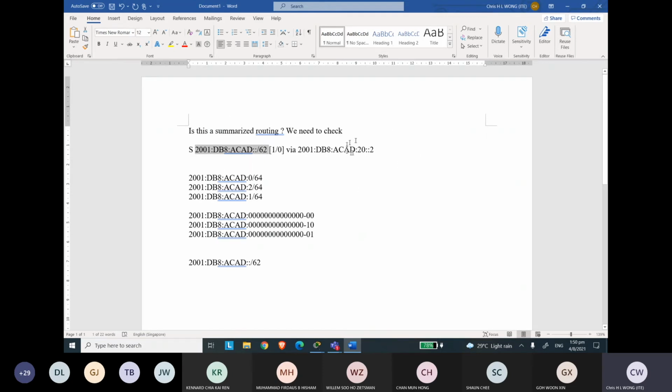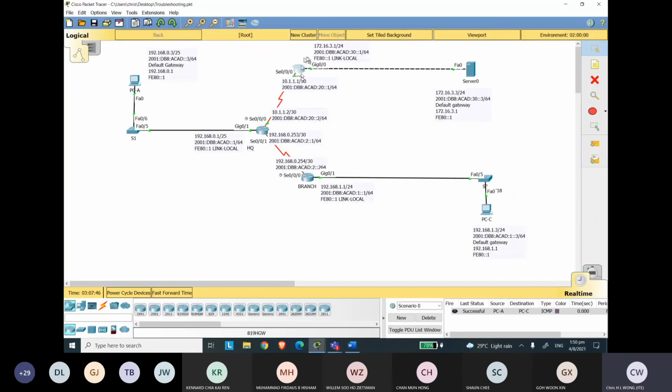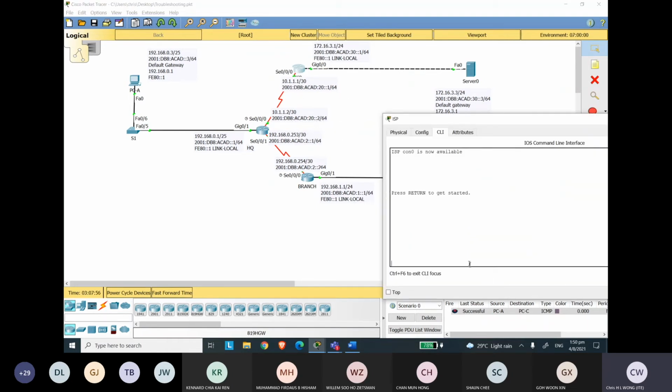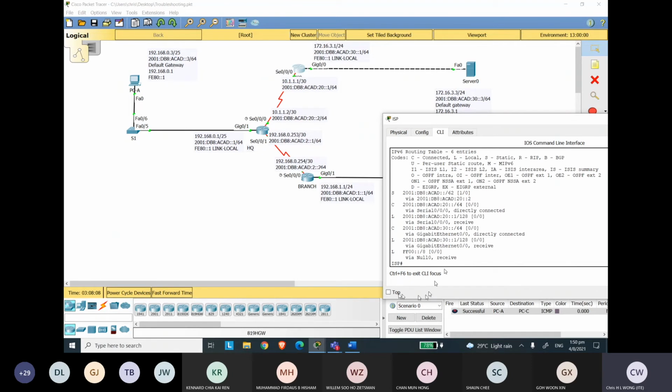Now you need to check whether the next hop address is correct. 20 colon 2, right? So I go back to this. Now we know the summarized routing inside is correct. So 20 colon 2 is this one, the next hop address, so the next hop address is also correct. What does it mean? It means the static route on the show IPv6 route shows you that this static, summarized routing is correct. There's nothing wrong. But we know we still can't ping.